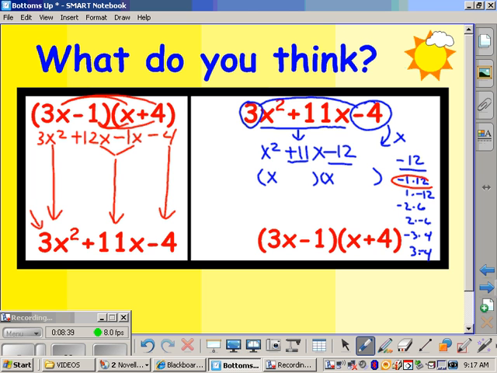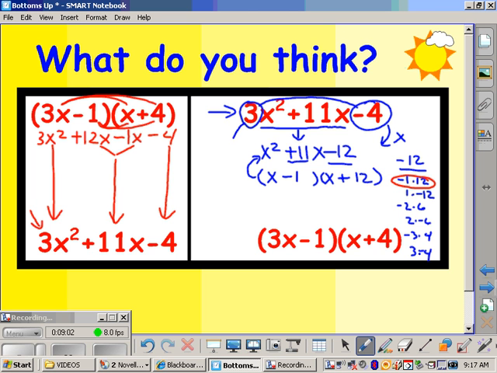So hopefully you can see that if you add negative 1 and 12, you would get positive 11. So negative 1 should go in one parenthesis, and positive 12 should go in the other. Now remember, so far we've only found the factors of our middle trinomial. We need to find the factors of our first trinomial, our original one.